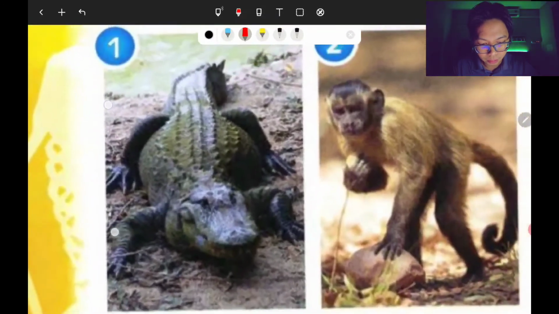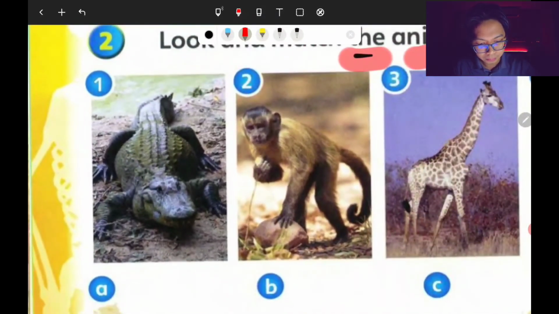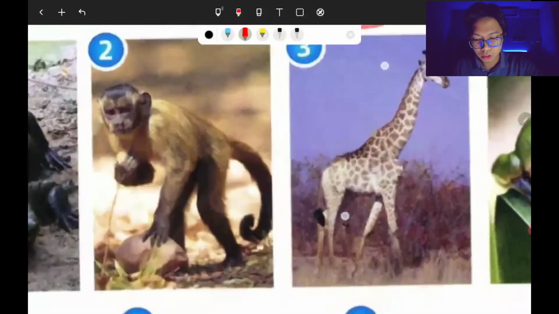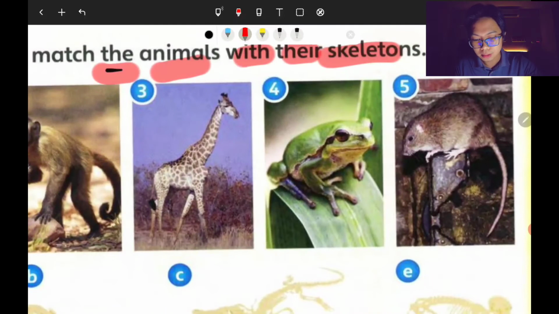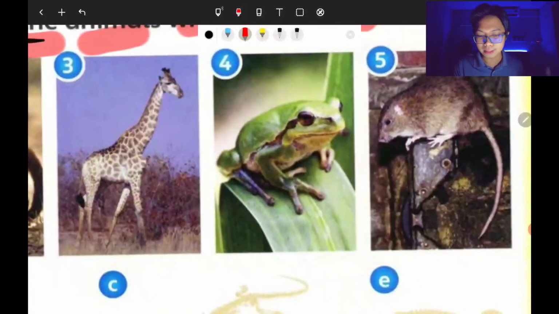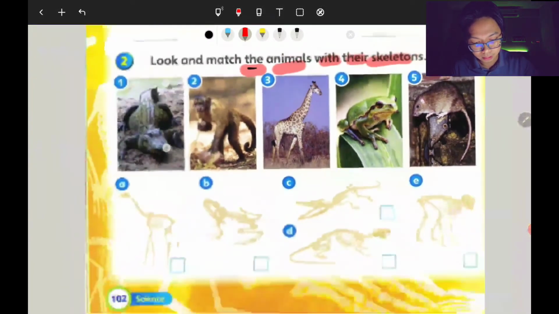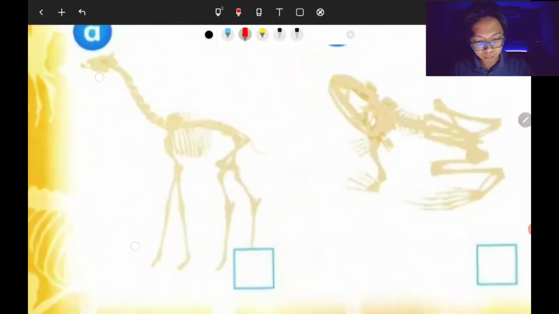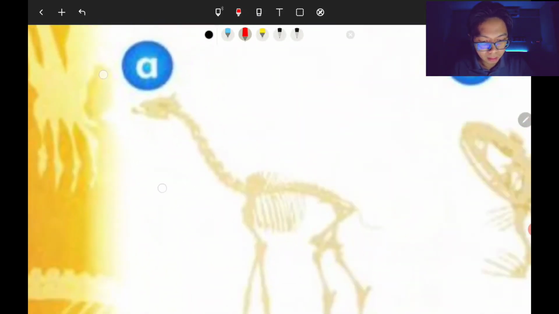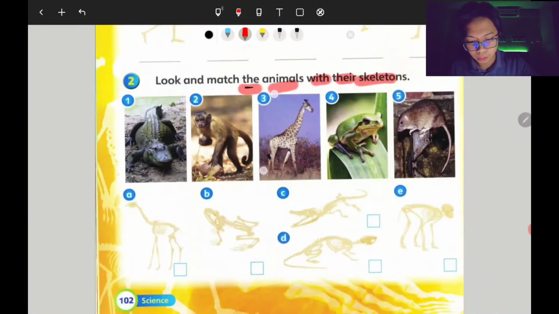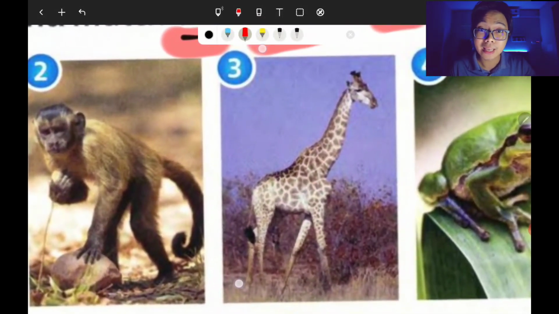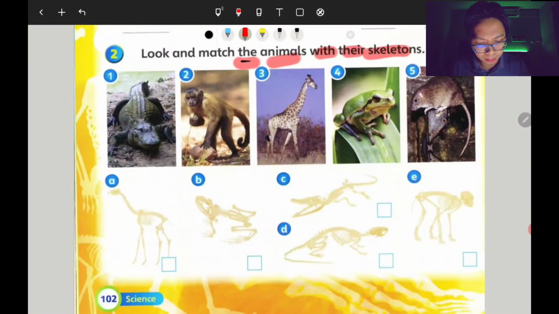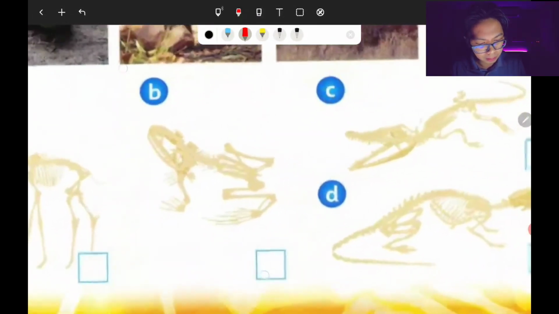Okay. For example, the first one is the crocodile, monkey, giraffe. The frog also has skeletons, finally the rat, okay, and some other animals. Ada banyak lagi. So here are their bones. Okay, for example, this one long neck must be the giraffe. Okay, kamu tengok struktur dia. Look at the structure of this animal. Okay, you may be able to guess. Kamu dapat teka juga nih.